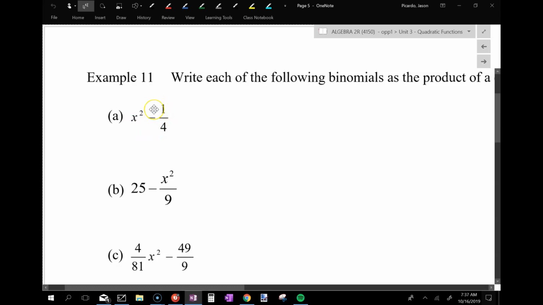Is 1 perfect? What's 1 times 1? So is 1 perfect? Yeah. Is 4 perfect? Yeah. And is x squared perfect? Yeah. So this can be set up into one of those, right? What's the square root of the x squared? What's the square root of 1? And what's the square root of 4? So yeah, even though it looks like it's complicated, it's really not, right?